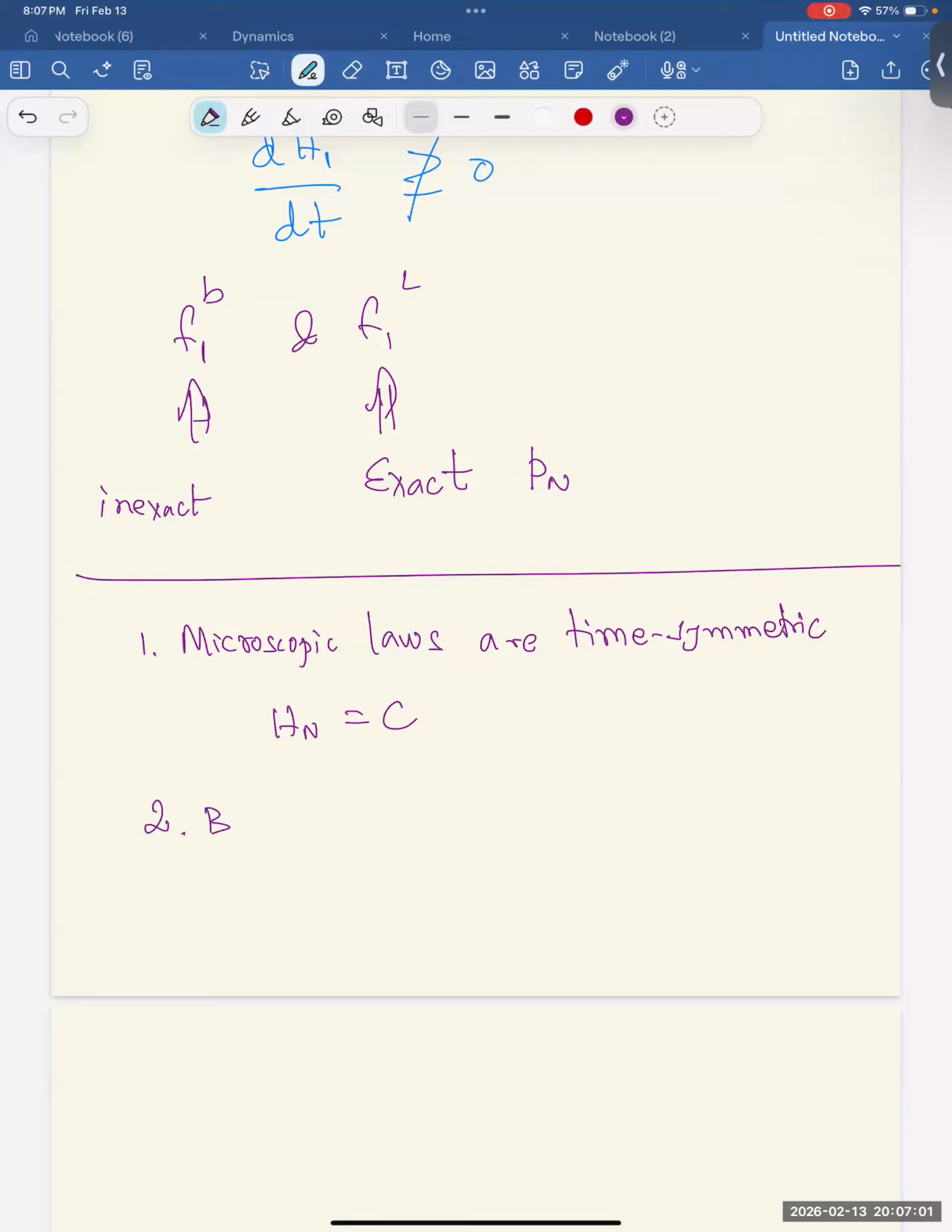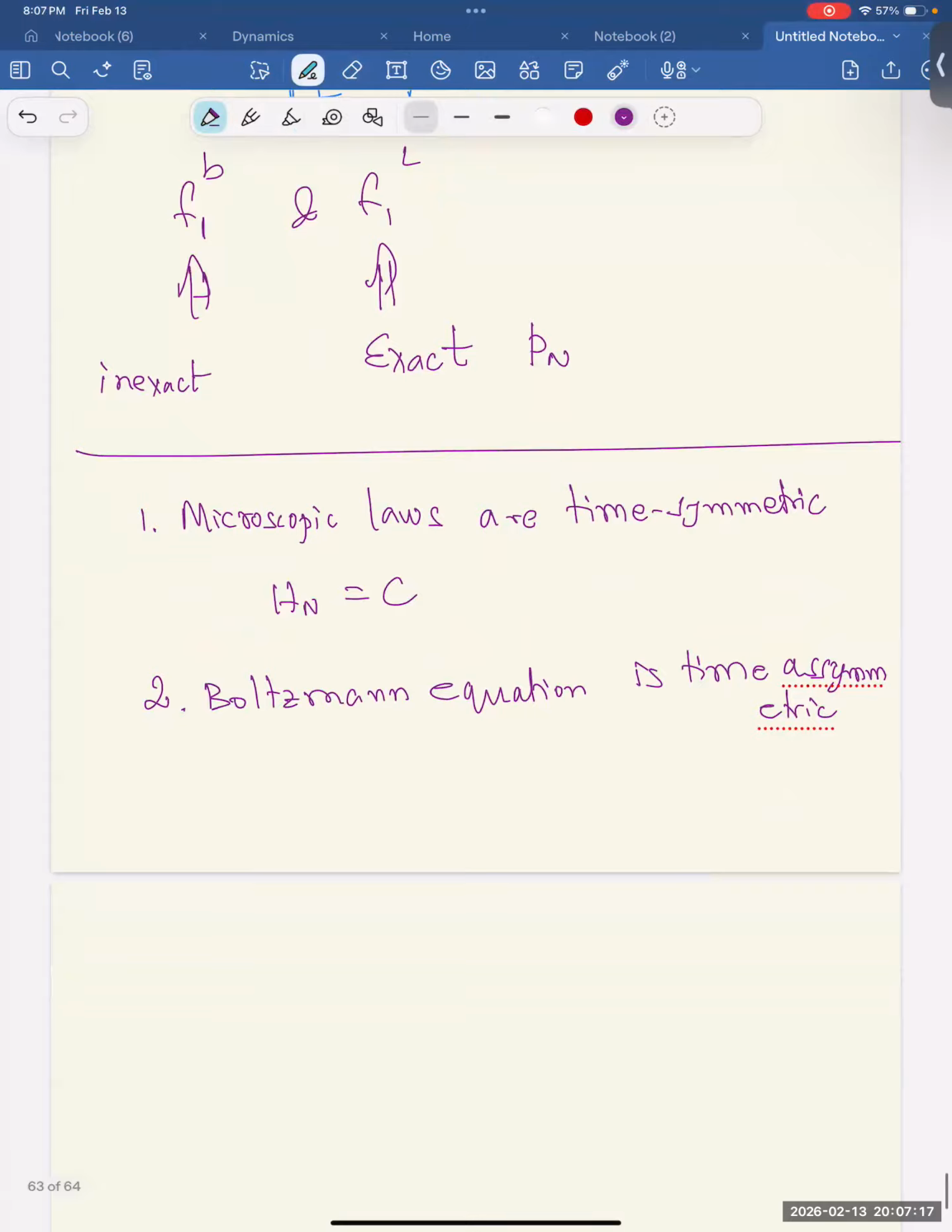But the Boltzmann equation is time asymmetric. And it is time asymmetric because of the molecular chaos assumption. You said pre-collision pairs are uncorrelated. Now, here is something very interesting, right?